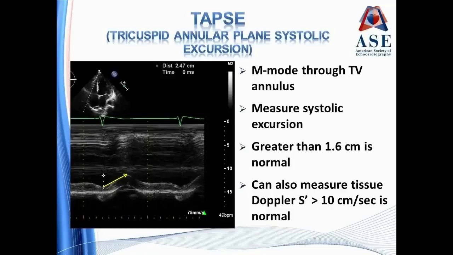TAPSE is measured from the lowest point of the tricuspid annular excursion to the top, and you see here the measurement was made as 2.5 centimeters. Greater than 1.6 centimeters is considered normal. You can also place the tissue Doppler sample volume in the RV free wall and measure the velocity of motion of the RV free wall, and the normal measurement for the S prime wave is greater than 10 centimeters per second.